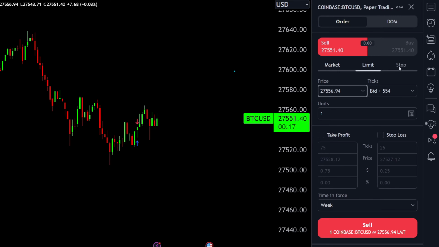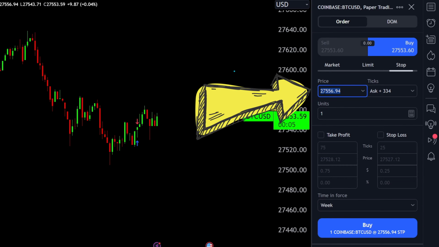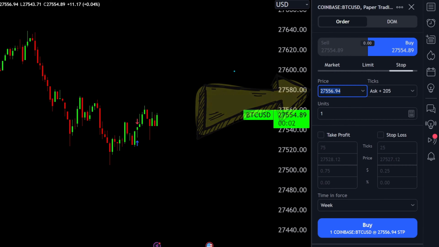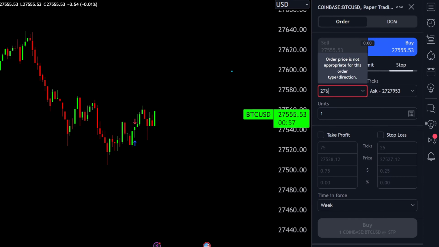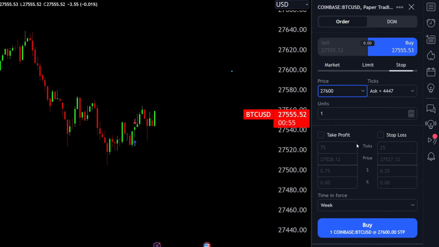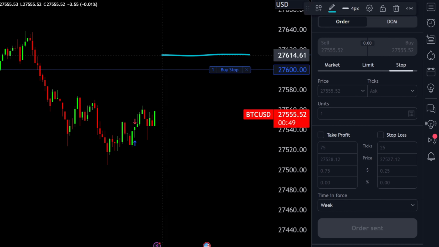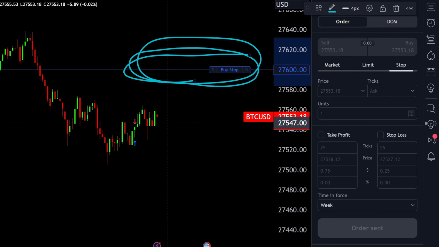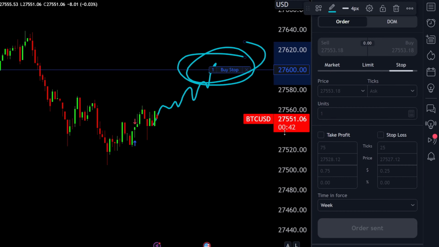So the first thing we want to do now is that we want to go here to where it says stop, the stop order type. So we press it right there, and let's start with the buy stop order. And remember, what the buy stop order makes us do is that we choose a level where when the price reaches this level, we buy the asset. So for example, right here, we can set our buy stop at 27,600. We go down here and we click buy to execute the trade. And then you can see that our buy stop order appeared here on the chart. This basically means that when and if the price goes up to this level, we will buy the asset.